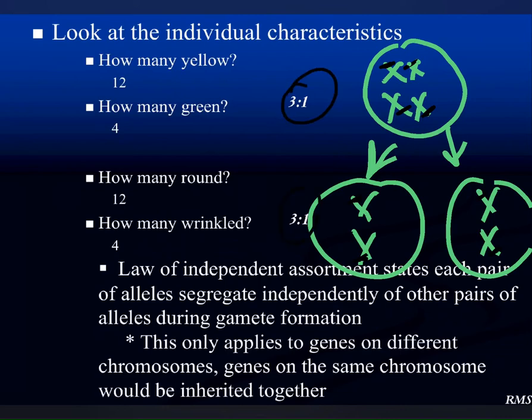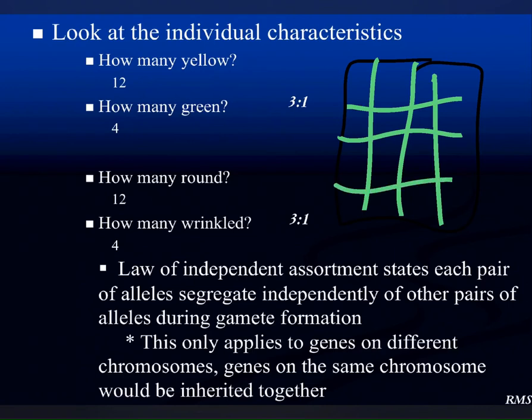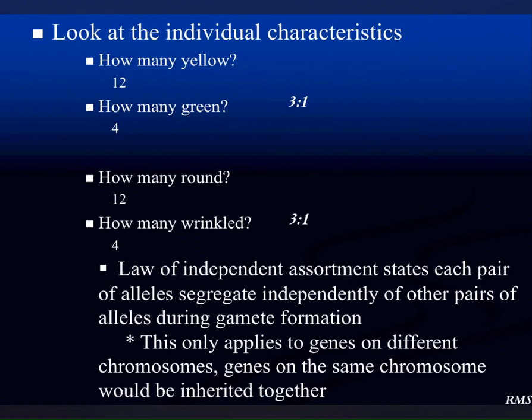This only applies for genes on different chromosomes. If genes are in the same chromosome, they would be inherited together. And we'll look at that in our next chapter, not right now though. Now, last thing I'll say about this idea of a dihybrid cross. You're not going to have to work out one of those 16-box Punnett squares like you just saw in that previous slide. That's not what I'm going to make you guys do. What I want you to do is something even more simple than that.